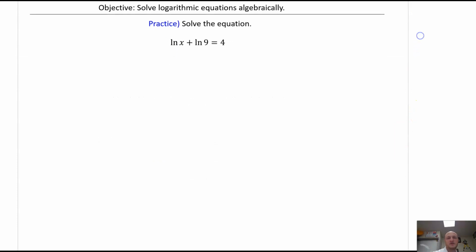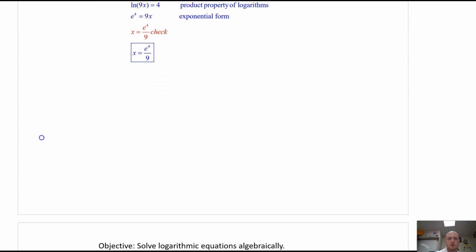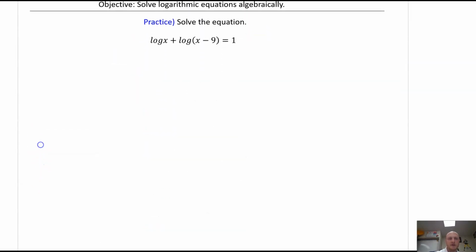Here you go. Please try this example. Okay, hopefully you pause the video. Here is the solution. We get x equals e to the 4th divided by 9. That is the solution. There you go. And here is the last practice one. Please pause the video. Give this one a try.